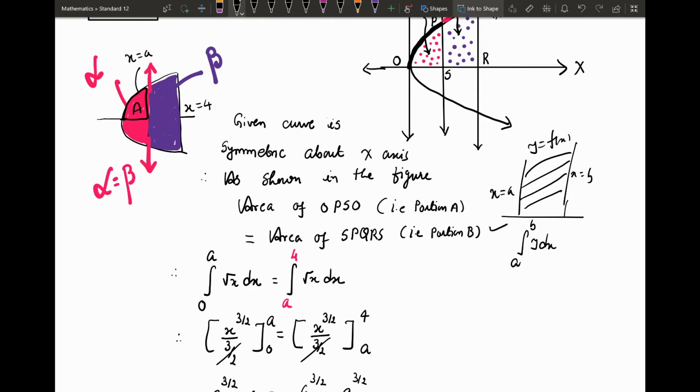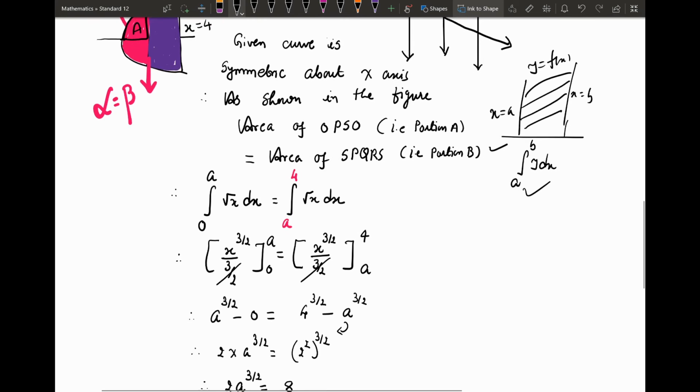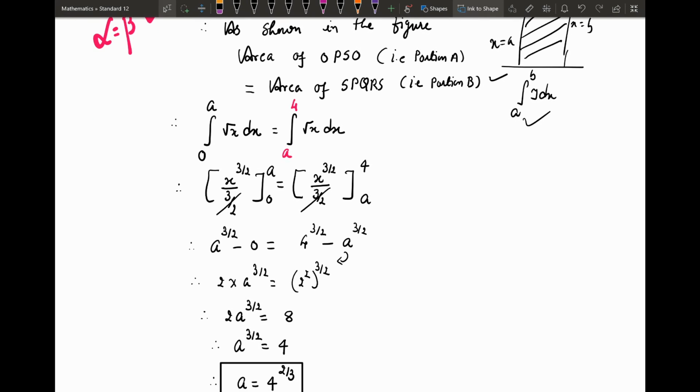So when we have evaluated the area of A and B, we have used this formula. So on the left hand side limit 0 to A, for area B limit A to 4 root x dx. Evaluate this integral and find out the unknown A. The value of A will be 4 raised to 2 by 3. Next question.